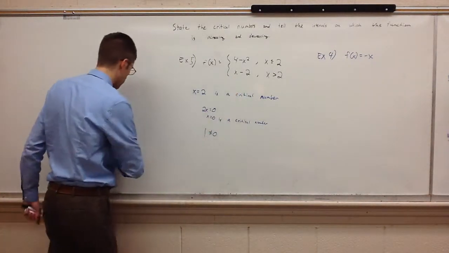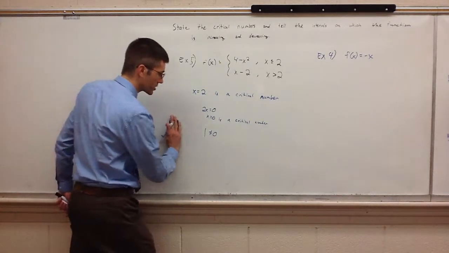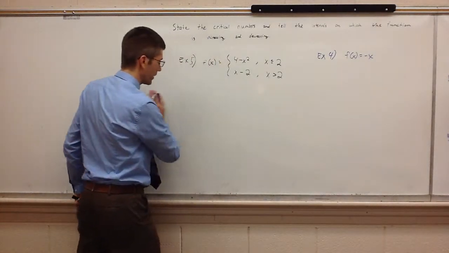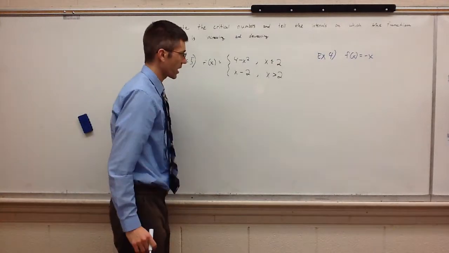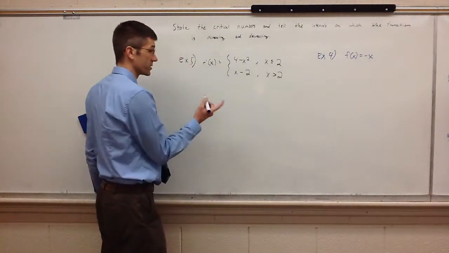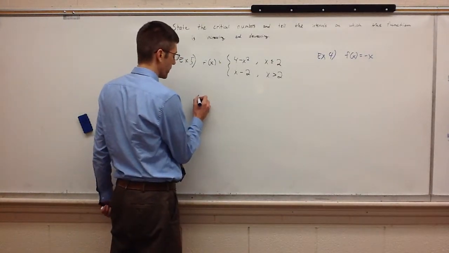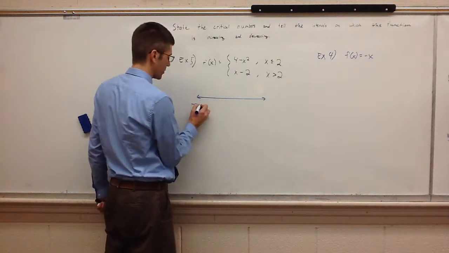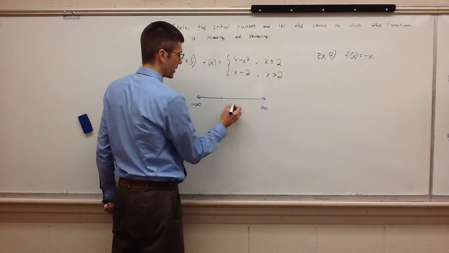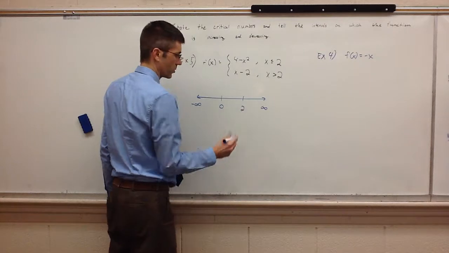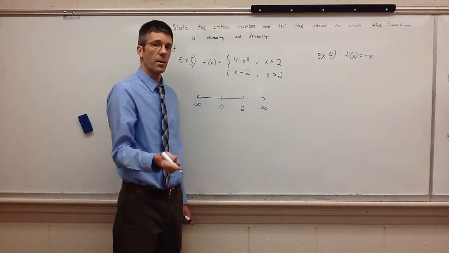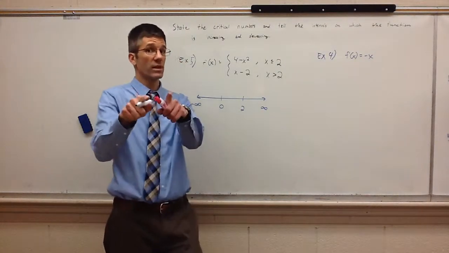Okay? So, here's what's about to happen. I just erased all my work and I forgot my critical numbers. I'm kidding. They were 0 and 2. So we're going to make a little number line. It goes from negative infinity to infinity. 0 and 2. We're going to plug numbers into the derivative.